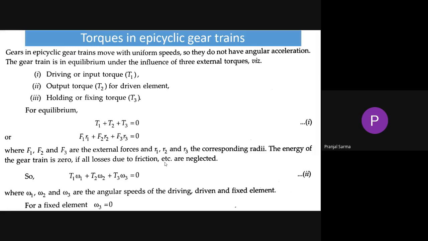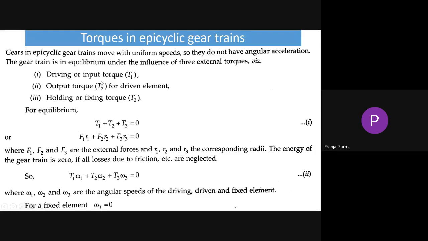I hope you have understood. So the very last topic from this gear train module is torques in epicyclic gear train. Generally the gears in an epicyclic gear train move with uniform speed, so there is no angular acceleration. The gear train should be in equilibrium, and it is in equilibrium under the influence of these three external torques.